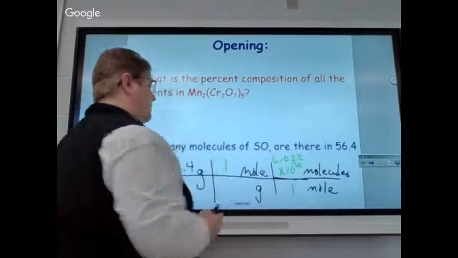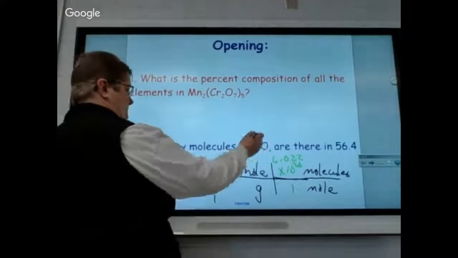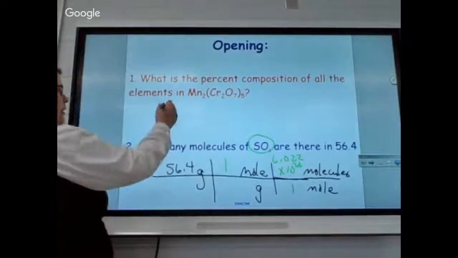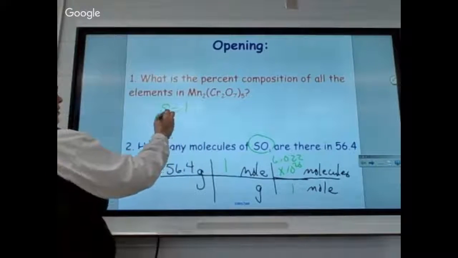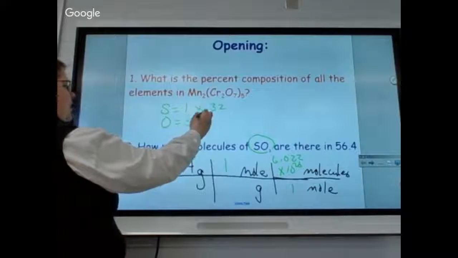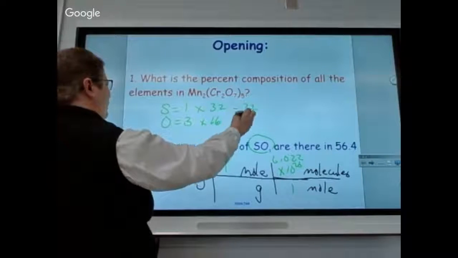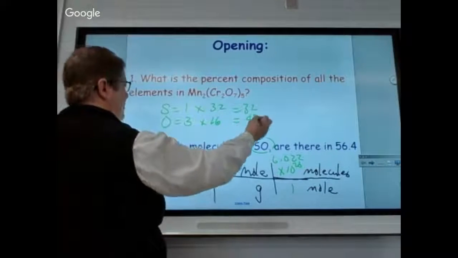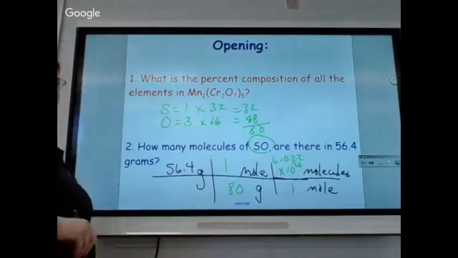And then beside grams, I'm going to put what? We're going to figure out the formula mass. We're going to need the mass of SO3. So how many S's are there? And how many O's are there? So sulfur has a mass of 32. Oxygen has a mass of 16. So I get 32. I get 48, I think. So that's going to be 80. So I'm going to put 80 there. And then I'm going to calculate.